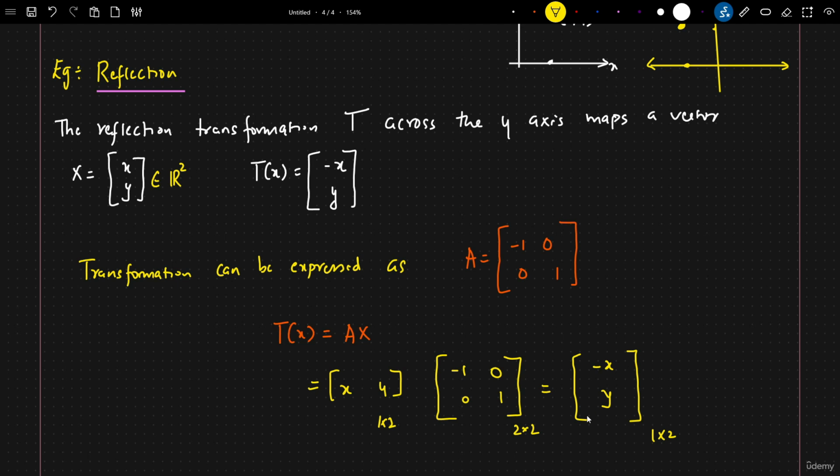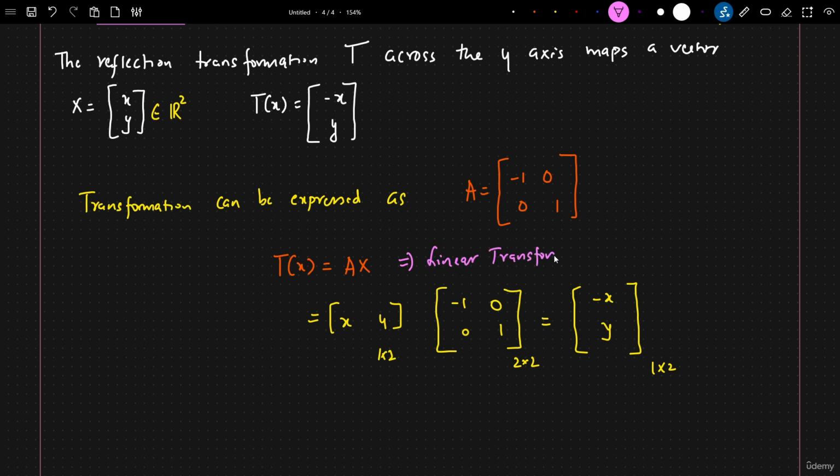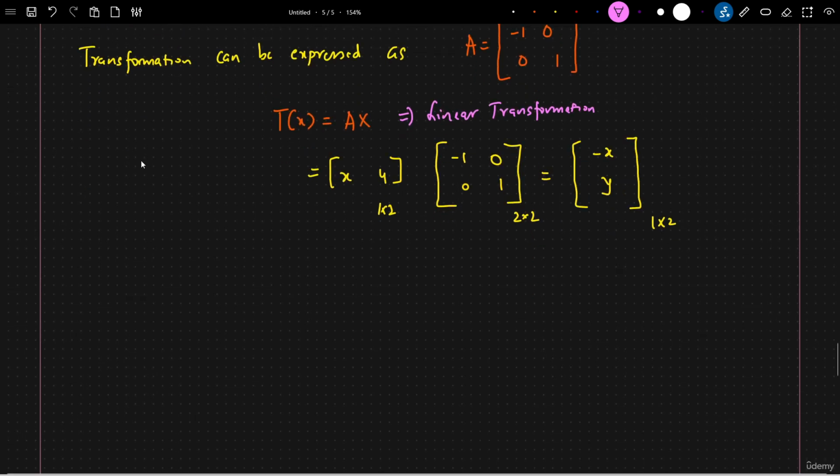Now let's apply this and see whether this transformation is a linear transformation or not. We need to go ahead and check whether this is a linear transformation or not. In order to check this, I will check two rules. One is additivity and the other one is homogeneity. So first, I will go ahead and check additivity.